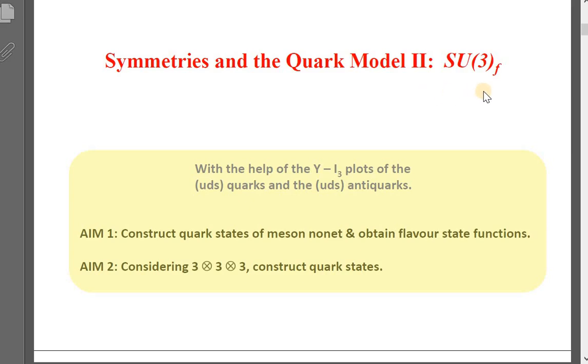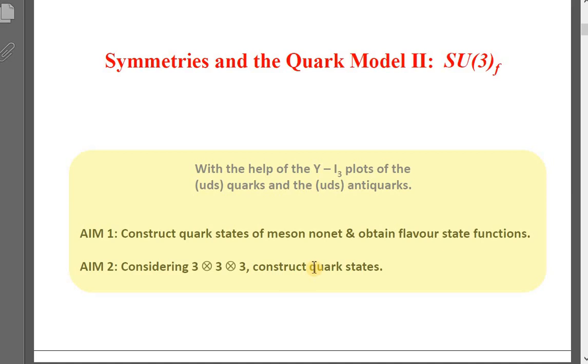As I have already talked about in my previous lecture as well, what we aim to do in this lecture is, with the help of the Y-I3 plots of the UDS quarks and UDS antiquarks, construct the quark states of the meson nonet, so that we can talk about both pseudoscalar and pseudo-vector mesons and finally obtain their flavor state functions. The second aim is that we will consider the 3 x 3 x 3 scenario and construct the baryonic quark states.